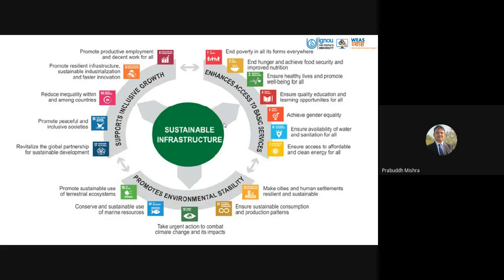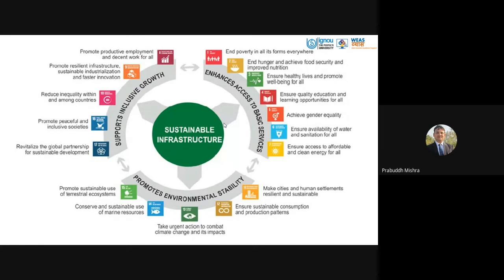First is to promote sustainable use of terrestrial ecosystem. There are two ecosystems: one is aquatic and the second is terrestrial. The terrestrial ecosystem, the land ecosystem, is very important. Under it we have different ecosystems: mountain ecosystem, desert ecosystem, cryosphere, lots of ecosystems. We have to develop our infrastructure in such a way that the services of this terrestrial ecosystem should not be hampered, should not be diminished, right?